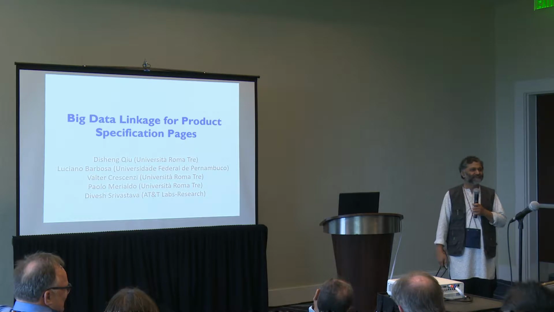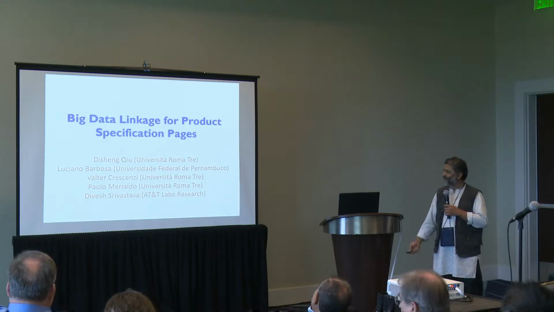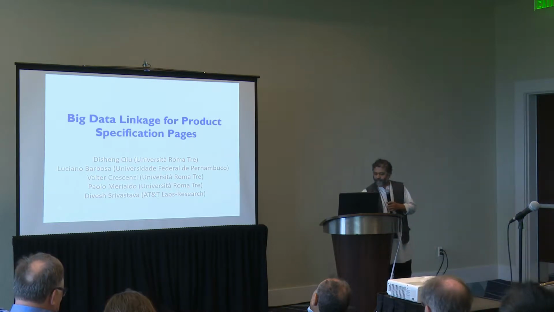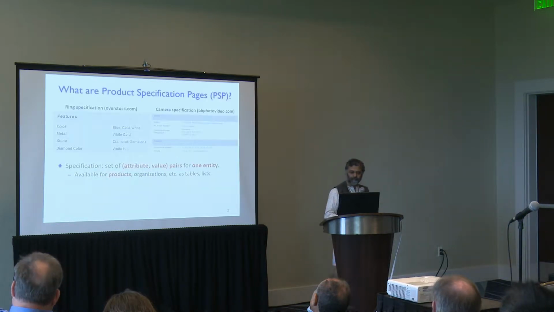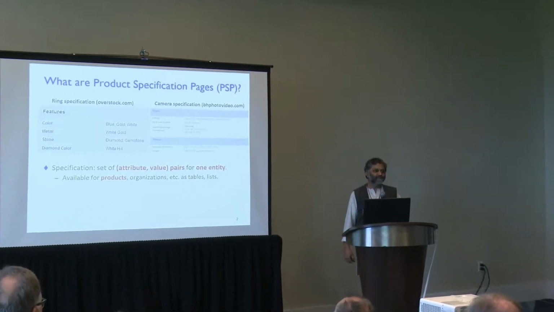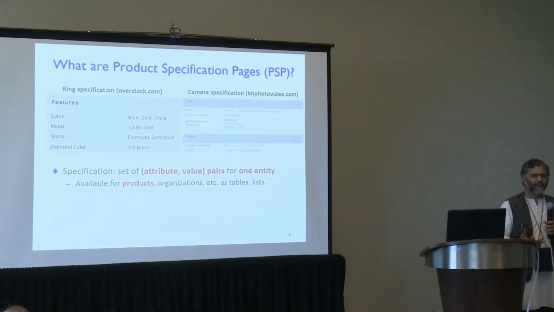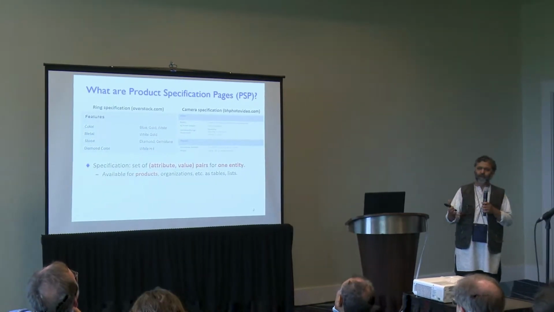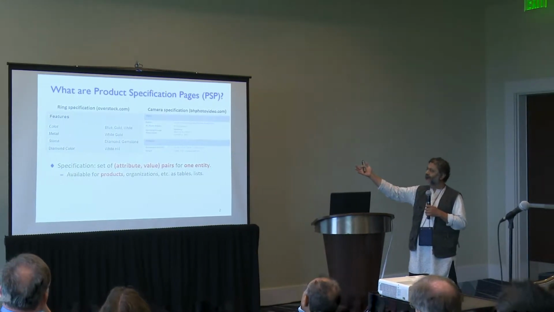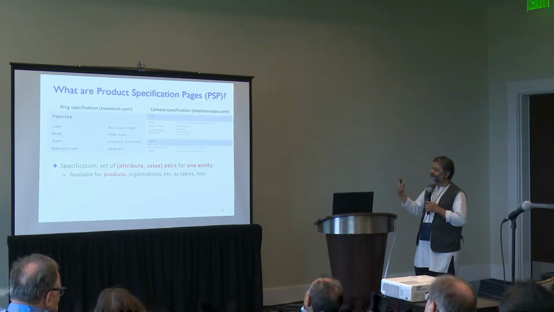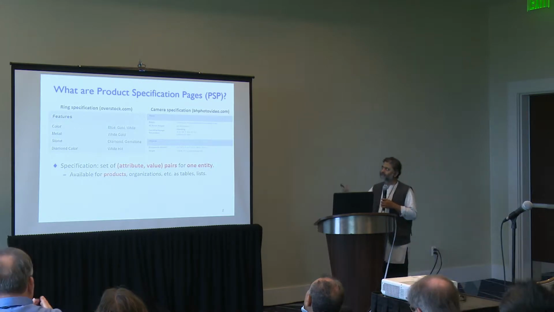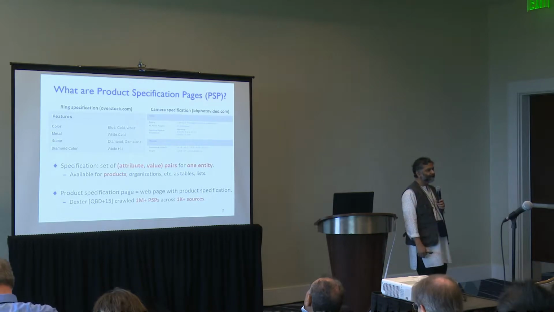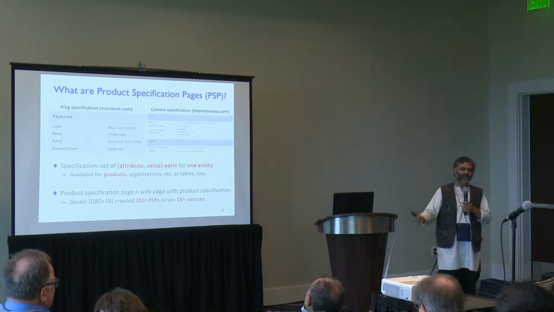So this is joint work with a bunch of colleagues from Rome and Brazil. What I'm going to talk about is a very simple problem: big data linkage for product specification pages. So very quick thing, what are product specification pages? There are a lot of pages out there which give you information about one product, with a lot of different attribute value pairs, and this is available for products, organizations, people. So we just call them specifications. And you can think of a product specification page as just a web page which has these kinds of specifications present in it.